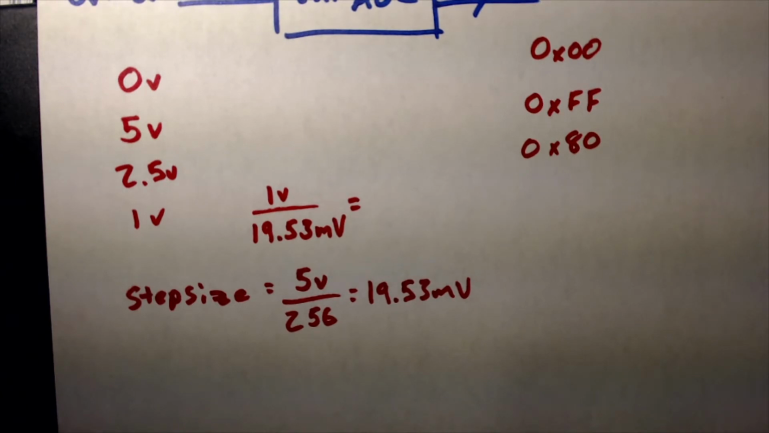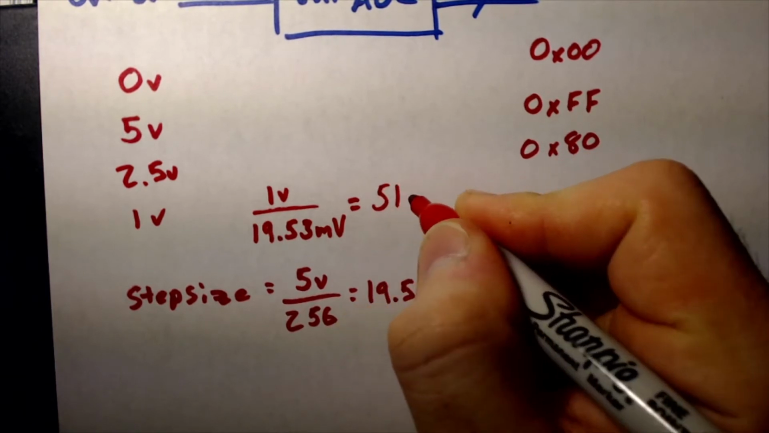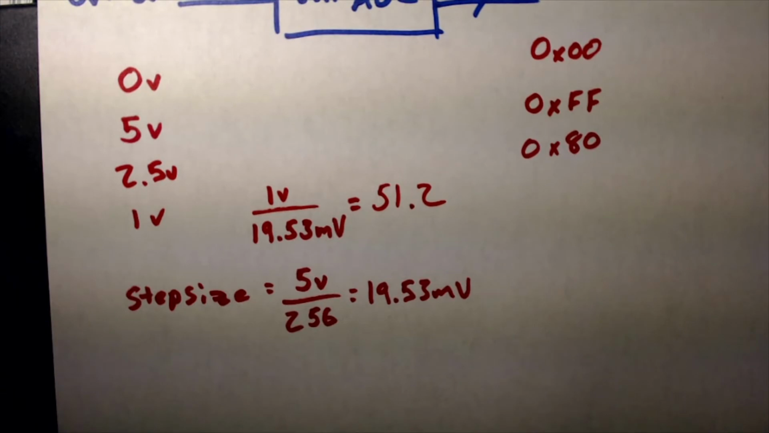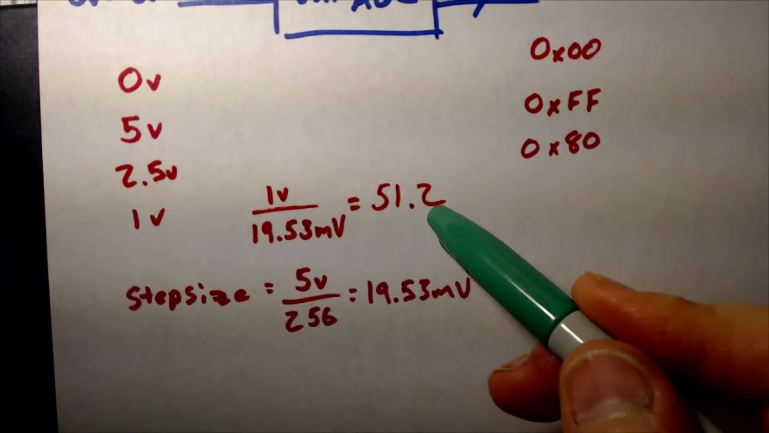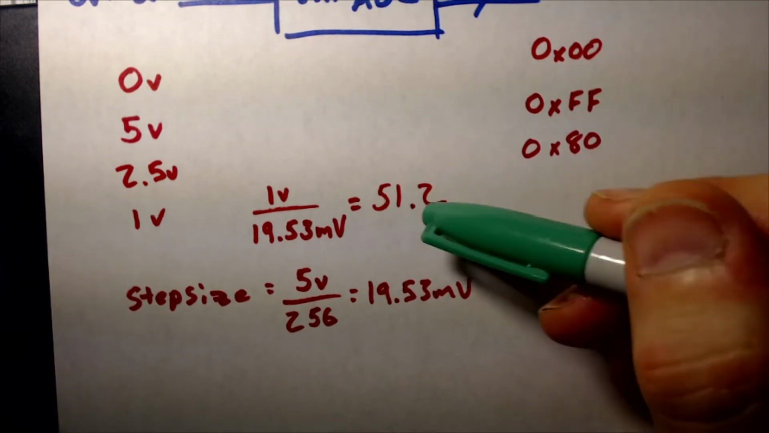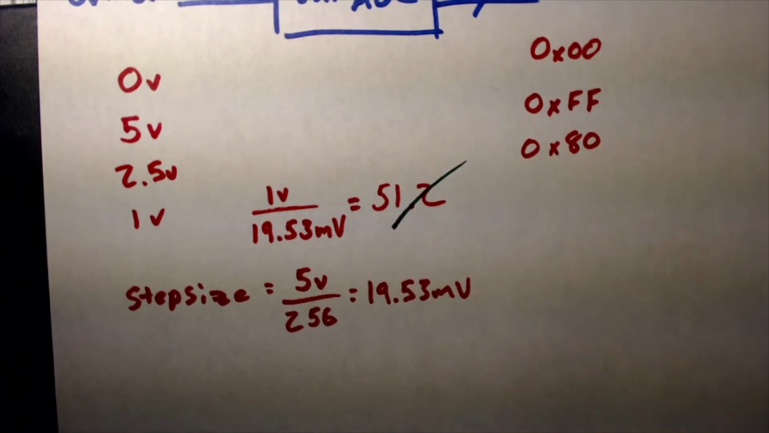So 1 volt divided by 0.01953, or 19.53 millivolts, gives us 51.2. However, 51.2 isn't a digital value. This 0.2 is kind of messing with that. So we lose that 0.2. Just go ahead and round it.